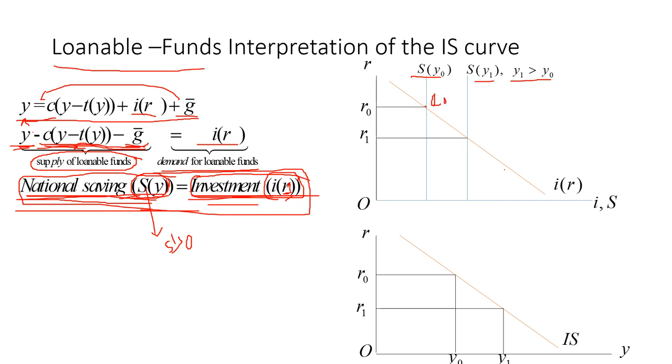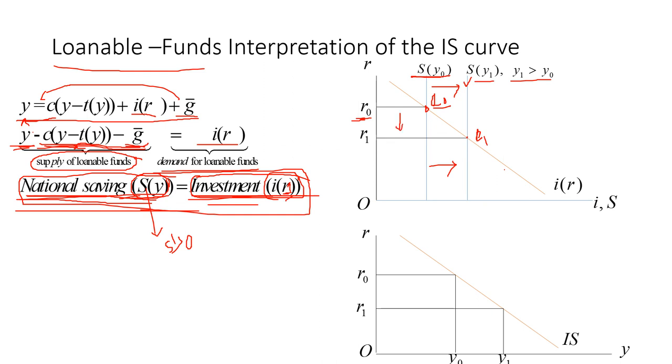We start with R0, and E0 is the equilibrium condition. When we start with an income Y0, the corresponding equilibrium rate of interest comes out to be R0. Now, if you raise your income from Y0 to Y1, what will happen? The saving function will shift rightward, because saving is a function of income, and so you have a new saving line at SY1 and a new equilibrium point at E1 with rate of interest R1.